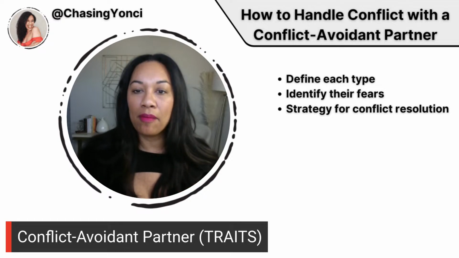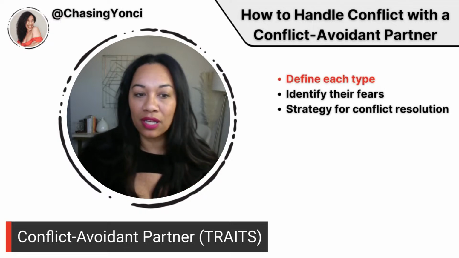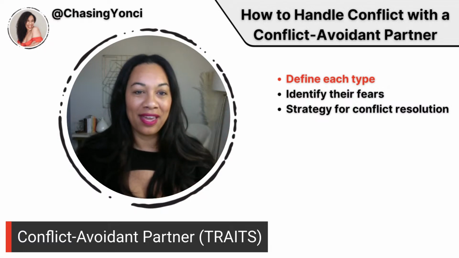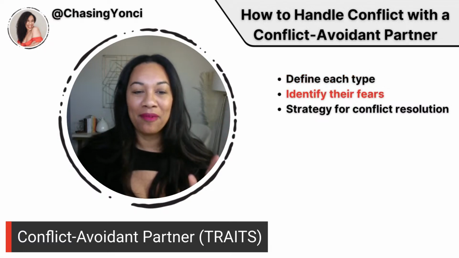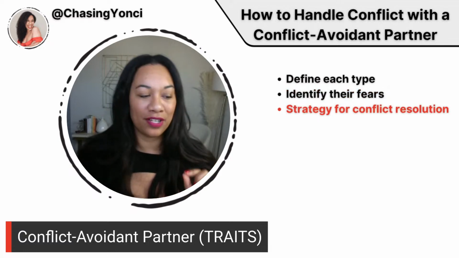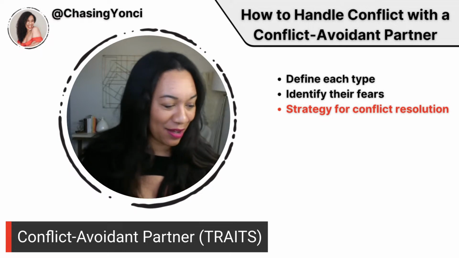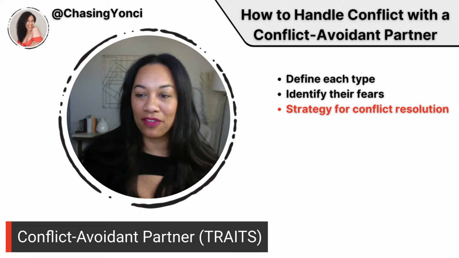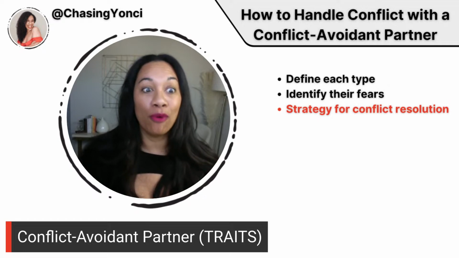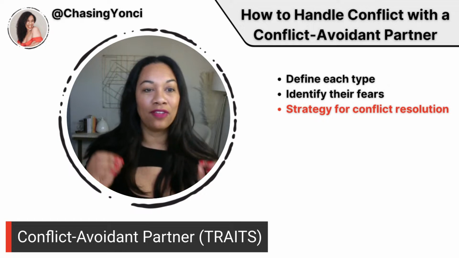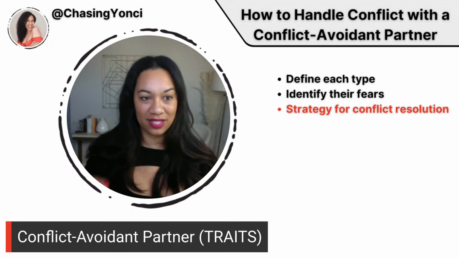Okay. Oh man, I keep forgetting to use my cool little tool. So we define each type, each partner type. We just finished identifying their fears, and now we are going to focus on strategy for conflict resolution. Okay, y'all quiet in the comments today. We're going to focus on a strategy for conflict resolution. So I'm going to give you 14 tips for setting your conflict avoidant partner up for success.